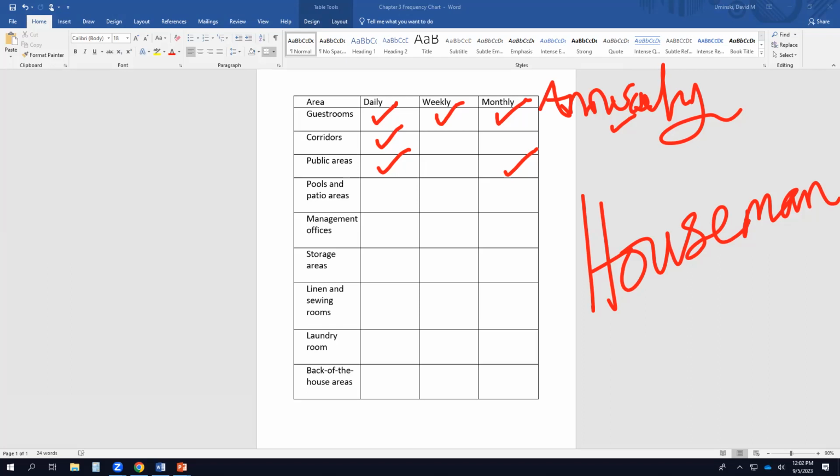And one that I forgot to put on here is hourly. Some of these we actually want to clean hourly, like the pool and patio areas, especially if it's busy. Absolutely. They can also be cleaned daily, at the end of the day.